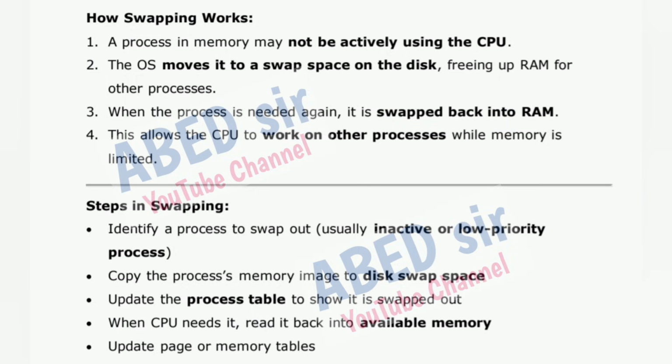Steps in swapping. Identify a process to swap out, usually an inactive or low priority process. Copy the process's memory image to disk swap space. Update the process table to show it is swapped out. When the CPU needs it, read it back into available memory. Update page or memory tables.